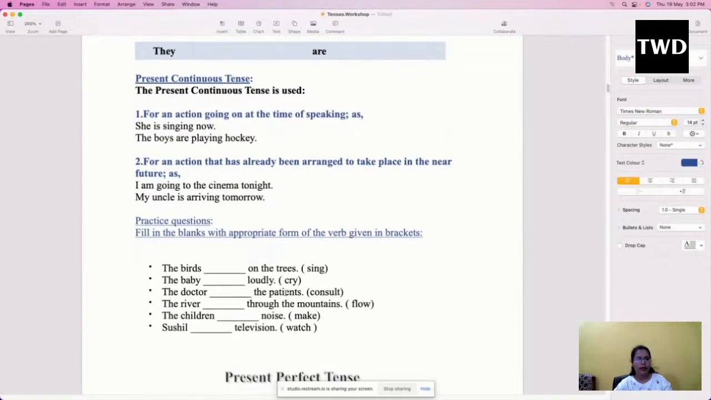So we have again some practice questions. The birds sing on the trees. You have to convert this under present continuous tense. So for example, I will give you the answer for the first one. The birds are singing. This is the main verb we have got, sing. So sing will become singing if we add ing with it. The birds are singing. So you have to think which kind of helping verb you are going to use with all these sentences, and then with all these main verbs you are going to add ing, and then your sentences will come under present continuous tense.